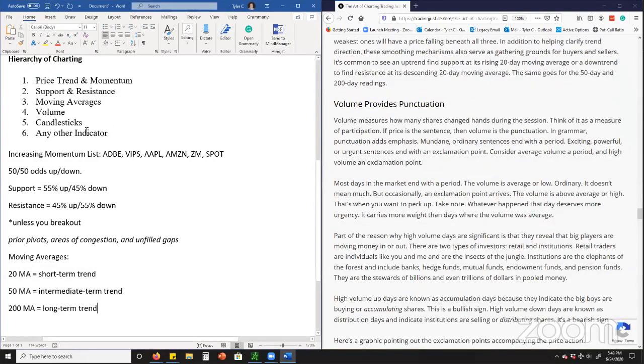The next indicator I look at is volume. Now, I could talk about volume for an hour. I'm going to give you the short version.